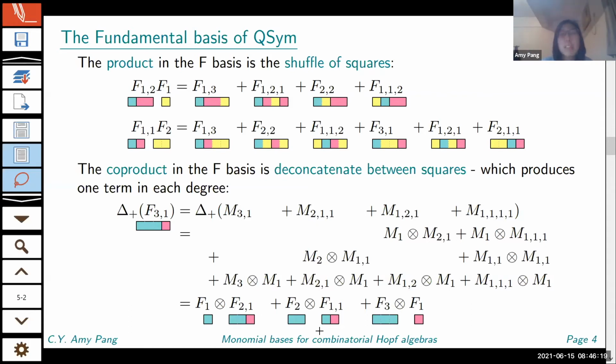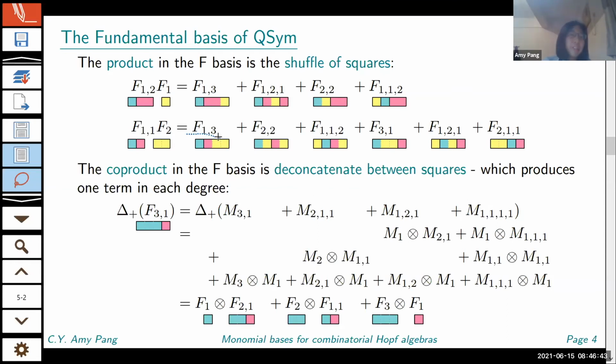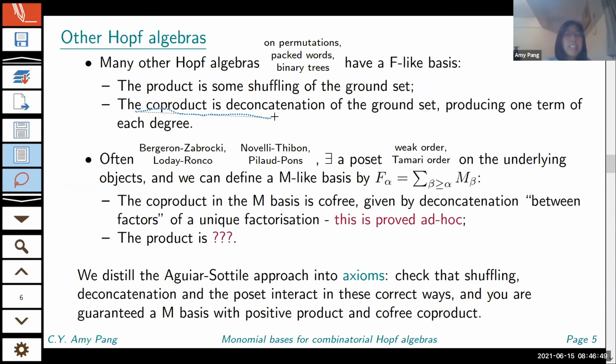Okay, so the idea is that in one of the common combinatorial Hopf algebras, you have a basis that acts like the fundamental basis, in the sense that the product is given by some sort of shuffling, and the number of terms is always a binomial: the degree of the output choose the degree of one of the inputs. Then you have a coproduct that is some sort of deconcatenation, and it produces 1 term in each degree. In the next slide, I'm going to give an example of what shuffling and deconcatenation might look like for some other types of combinatorial objects.